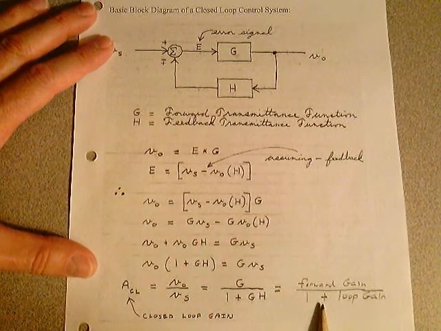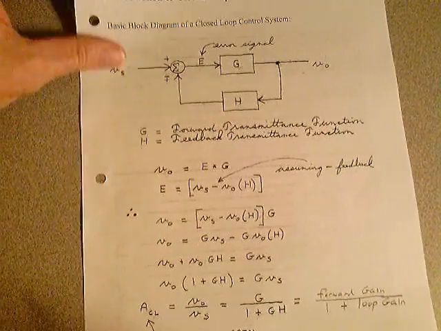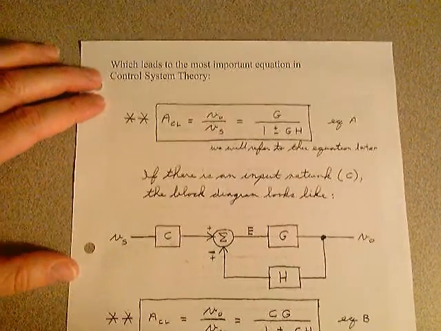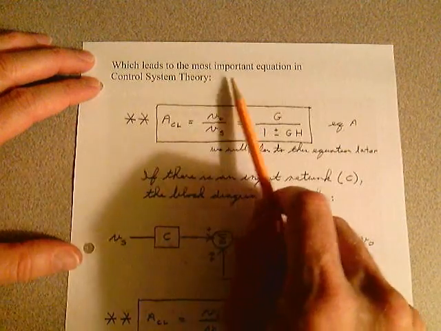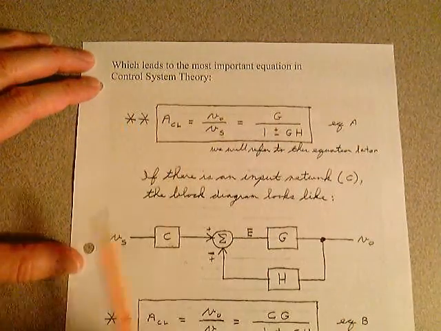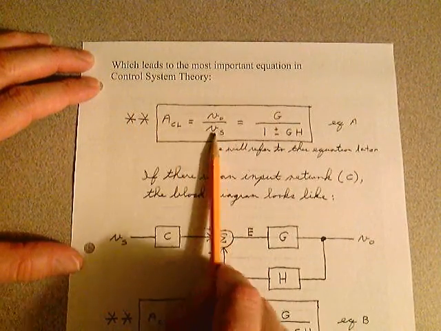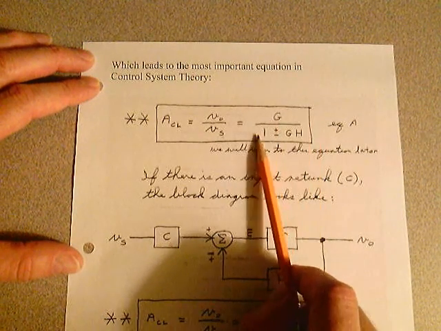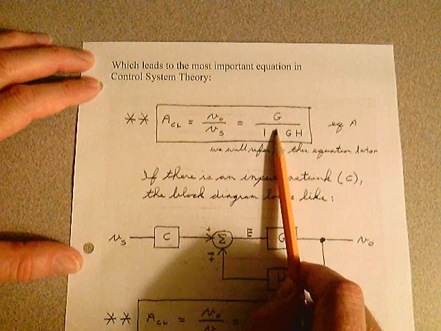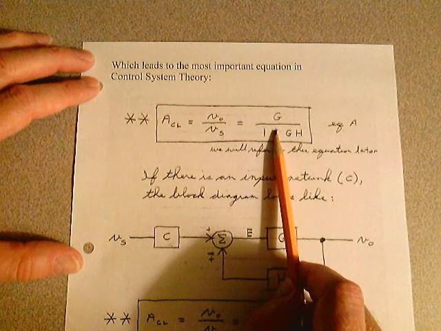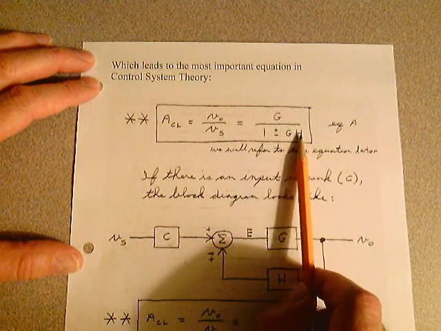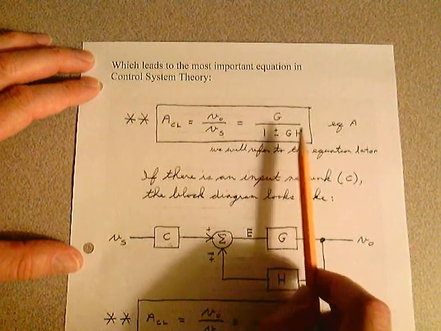Very important equation. So I'm going to take that equation and look at the next page, which leads to the most important equation in control system theory. The closed loop gain, V out over Vs, is equal to G, which was the forward gain, divided by 1 plus, because it's negative feedback, the forward gain times the reverse gain, which is the feedback gain, which is simply the loop gain.